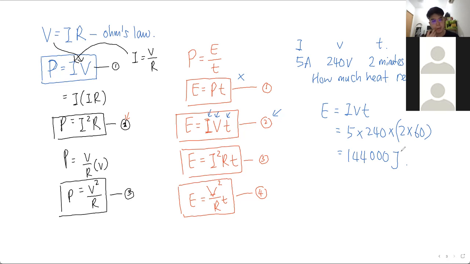Okay, nothing much for the power and the energy. The rest is just calculation. Okay, using the formula, using the calculation. So you need to practice more on the calculation for this part. Now, there's one thing I want to say also about Ohm's law. Okay, give me a few seconds.